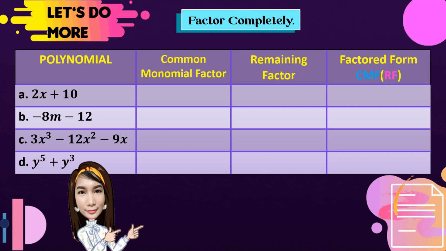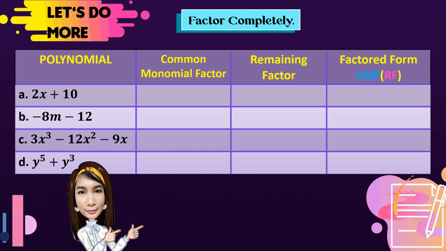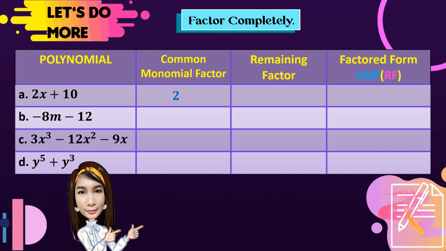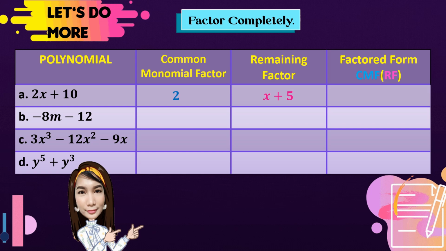Now first one, we have 2x plus 10. So we're going to factor out the common factor of the coefficients 2 and 10, which is positive 2. Now to get the remaining factor, we're going to divide each term. So 2x divided by 2, we have x. 10 divided by 2, we have positive 5. So we have the remaining factor x plus 5. Now to write the factored form, we simply have 2 times the quantity of x plus 5.